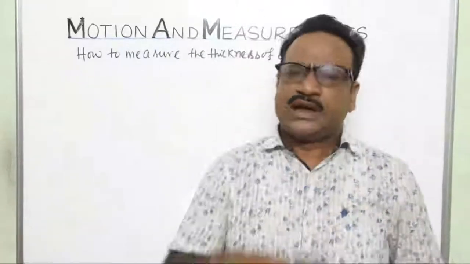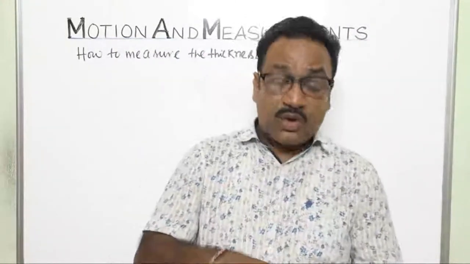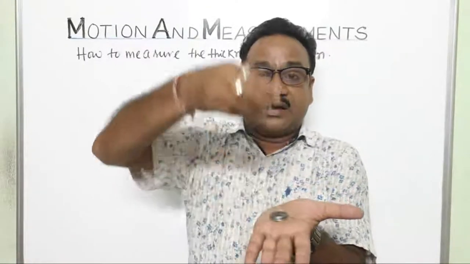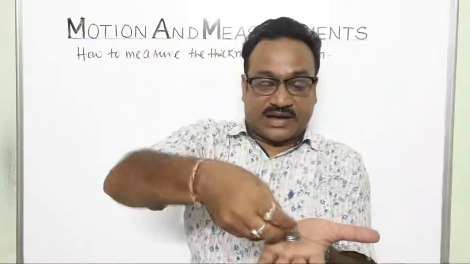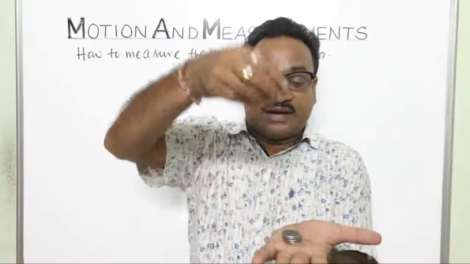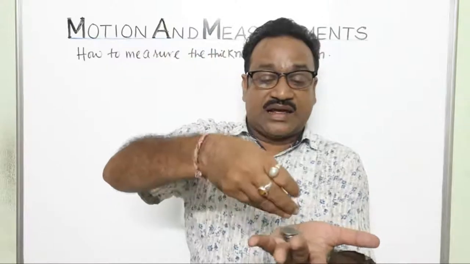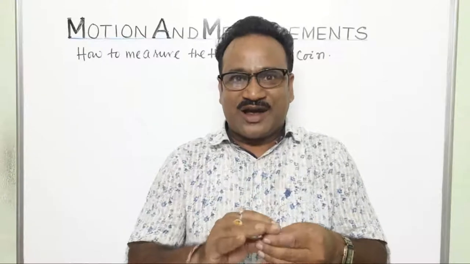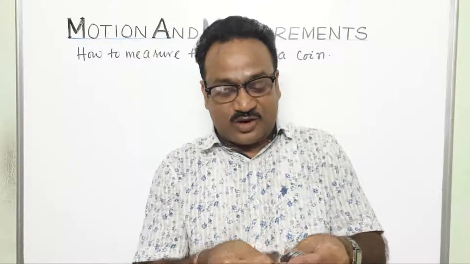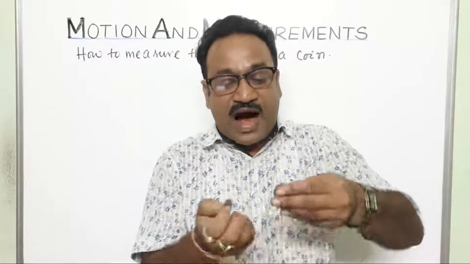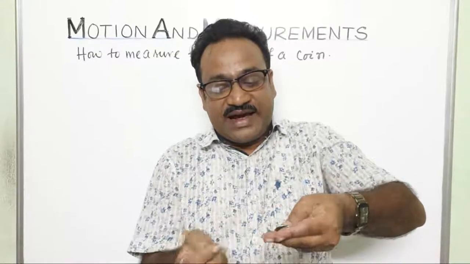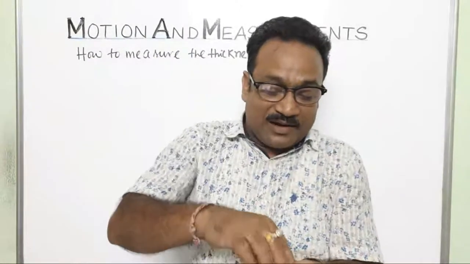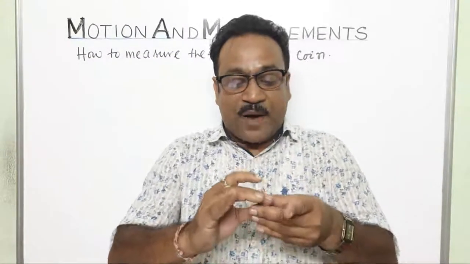So what will we do? If the number of coins is given, then do one thing. Put one coin, then another coin, another one, next another one, and so on. So now this is a pile of coins. How many coins are there? Let's count: 1, 2, 3, 4, 5, 6, 7, 8, 9, 10 coins are there. Now make it a pile.